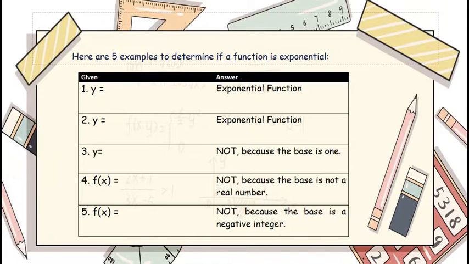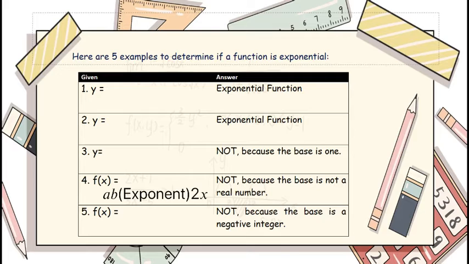Here are 5 examples to determine if a function is exponential. Number 1. y = 10^(x + 8). Answer: exponential function. Number 2. y = -4 times 8^(-2x). Answer: exponential function. Number 3. y = 1^(6x). Answer: not, because the base is 1.